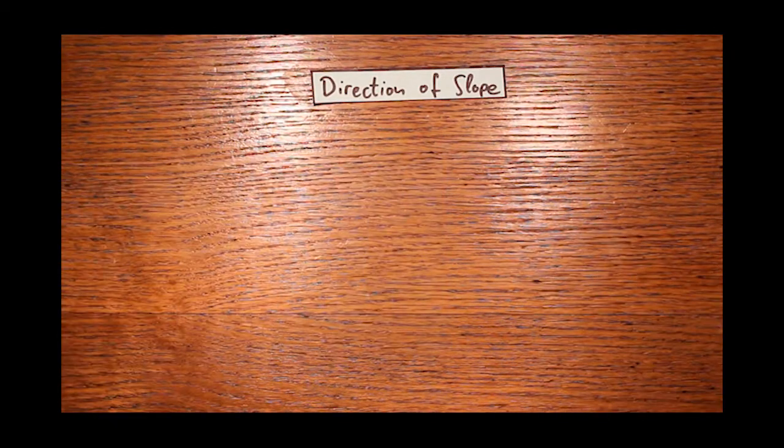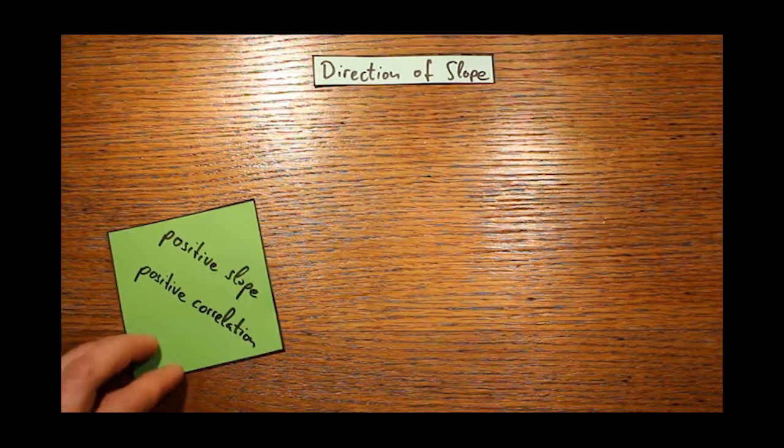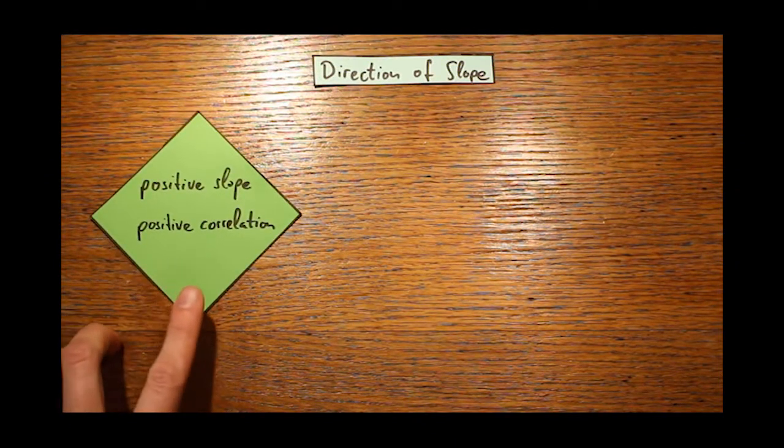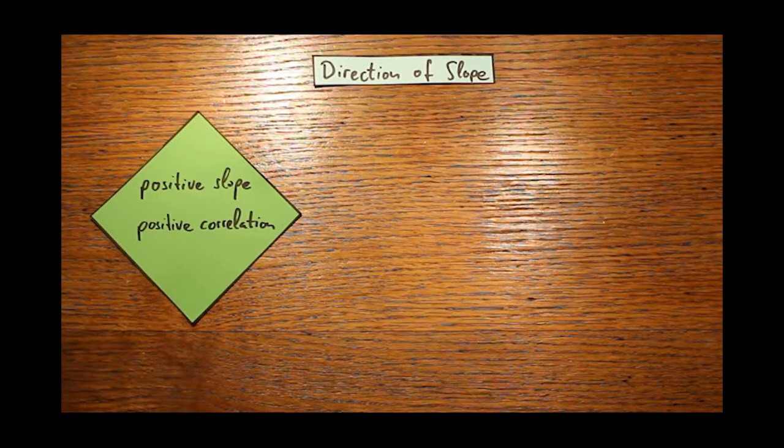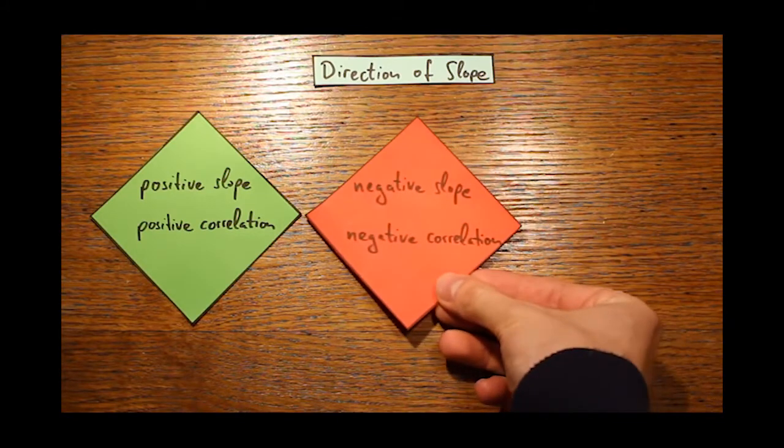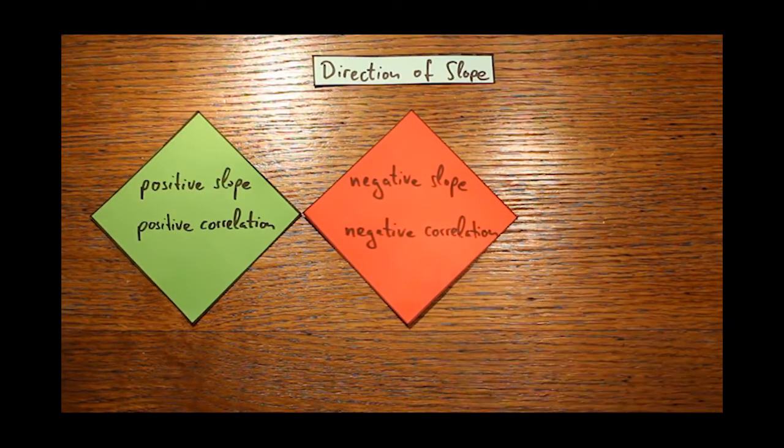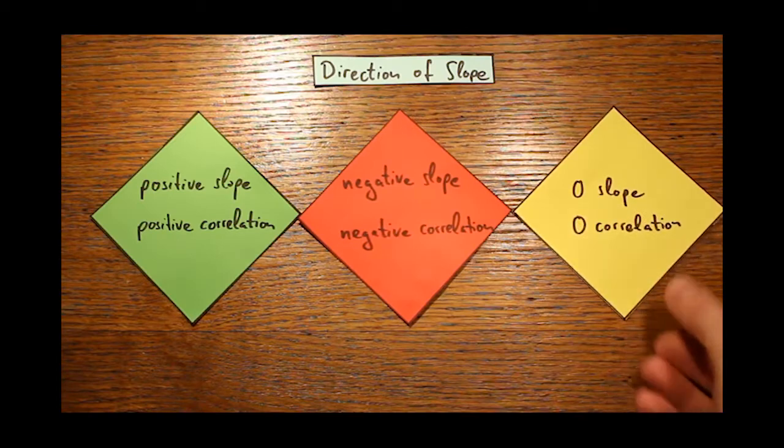So just by looking at the sign of the correlation, you already know something about your data. If the correlation is positive, you know that the overall trend is upwards. If the correlation is negative, you know that the overall trend is downwards. And if the correlation is 0, you know that the overall trend is level.